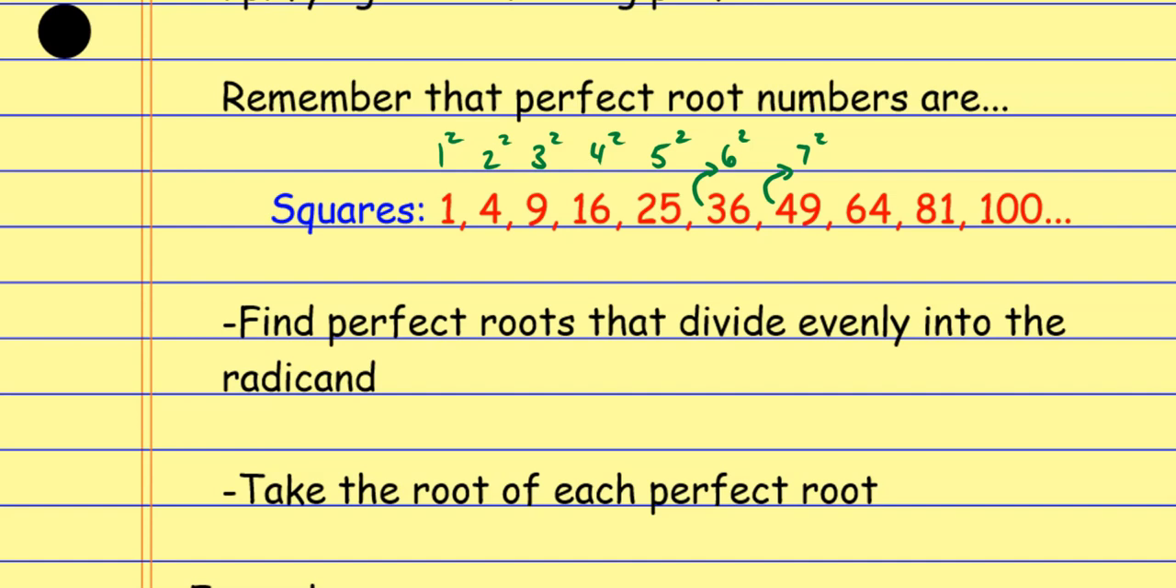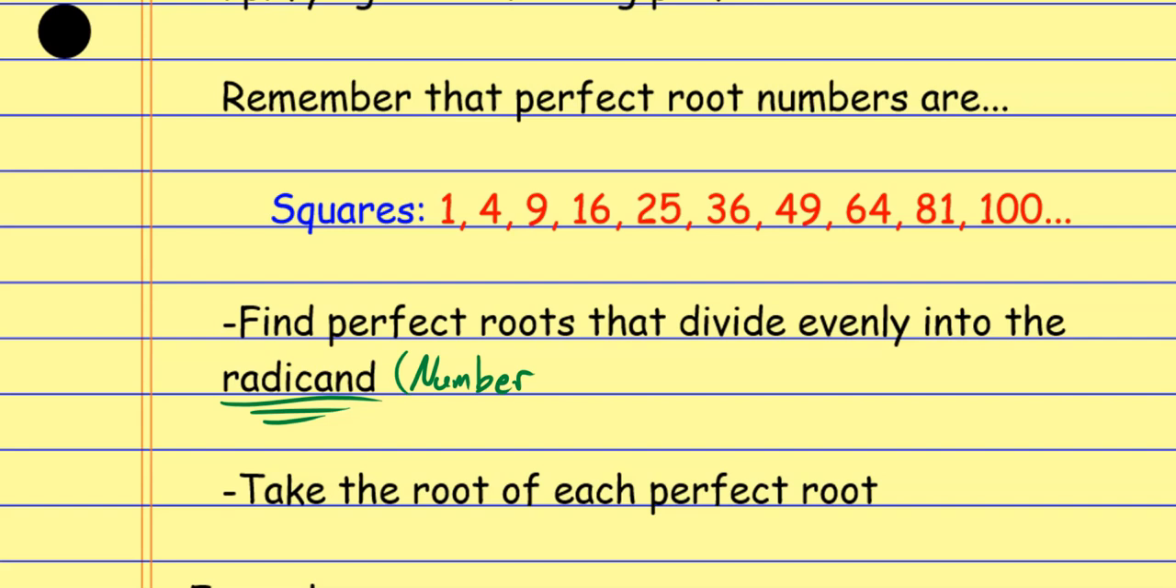All right, so when we do this, we're going to look for these values within the number we have. We're going to look for things like 9s or 16s or 25s. We're going to find perfect roots that divide evenly into the radicand. That's a big word. Radicand is just the number under the square root, or in this case, under any root. You can just say that it divides evenly into the number under the root, all right? And then we're going to take the root of each perfect root, okay? Once we break this up, if I have a 25 in there, I know how to take the square root of 25. It's a 5, okay?